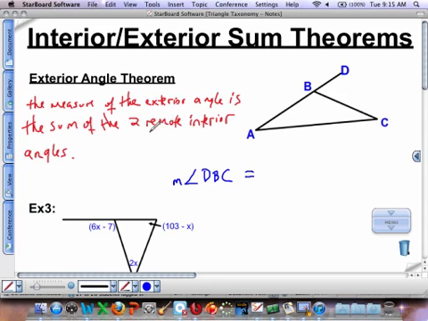What does that mean, remote interior angles? The two opposite. What do you mean opposite? It wouldn't be ABC, it'd be BAC or BCA. Exactly. So we're going to do the two angles that are away from the exterior angle. So therefore the measure of angle BAC plus the measure of angle BCA. And that is the exterior angle theorem. The outside is equal to the two insides.